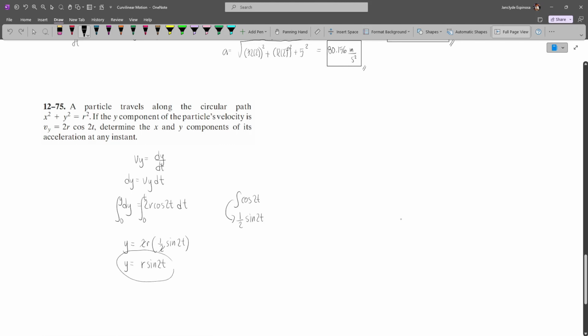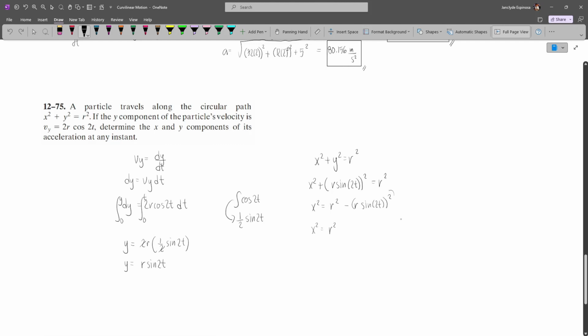Now if we substitute this in our position equation, then we have x squared plus y squared equals r squared. And then we know that y is equal to this value. So this is x squared plus (r sine 2t) squared equals r squared. And then moving this to the left, we have x squared equals r squared minus (r sine 2t) squared. Now by the way, we are doing this so that we can get x, because we actually need the x component of the acceleration.